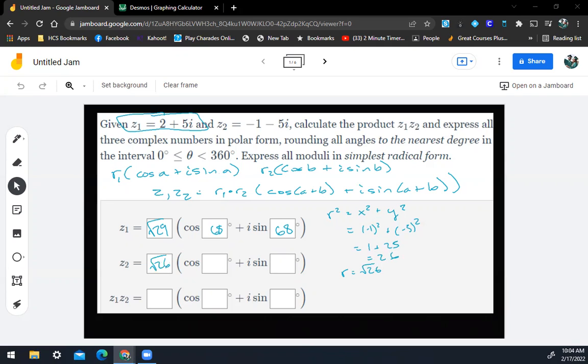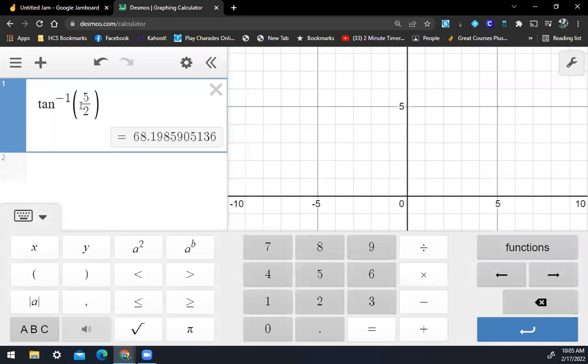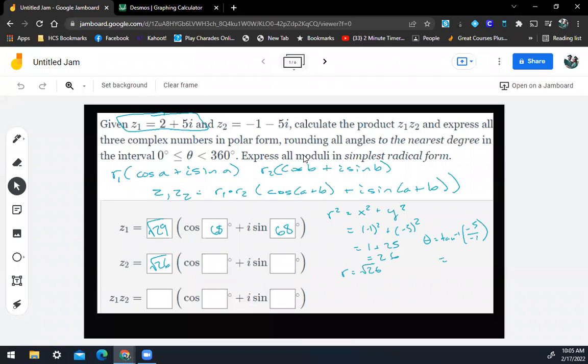The second thing we were looking for is theta. So we can say theta is equal to tan inverse of -5 over -1, which actually ends up being +5, but we can just leave it that way. We plug in here, -5 over -1. We get 78.6. I'm going to say 79 degrees. It says nearest degree. So yeah, 79 degrees. Now let me show you how easy Z1 times Z2 is.